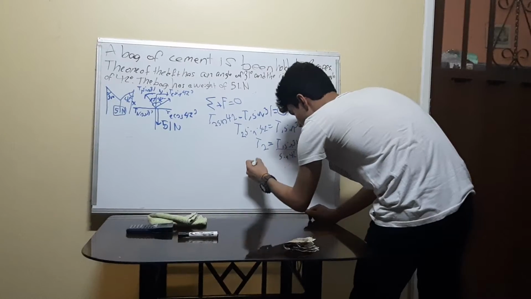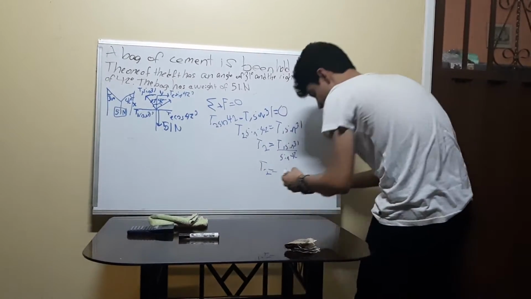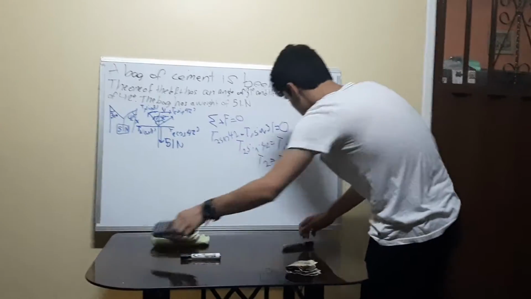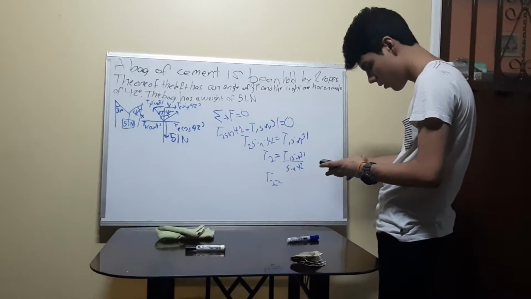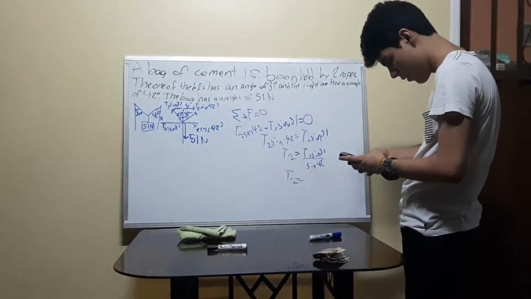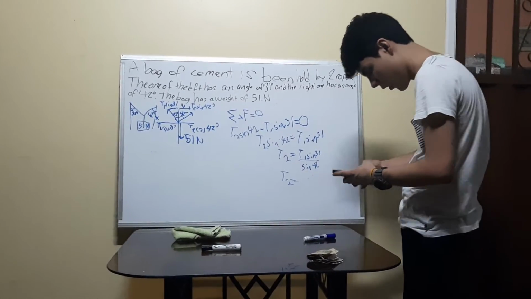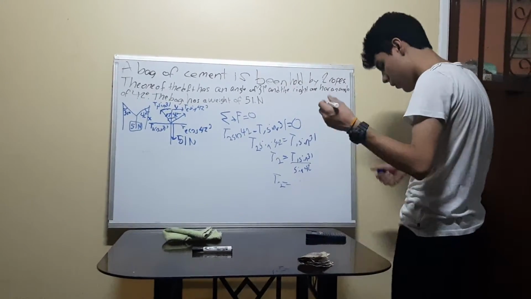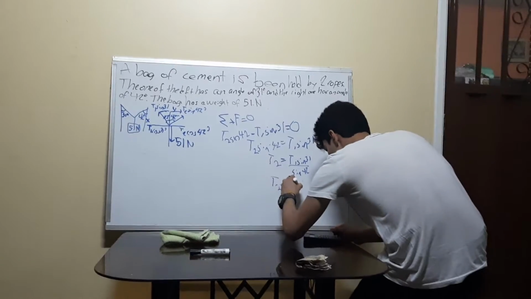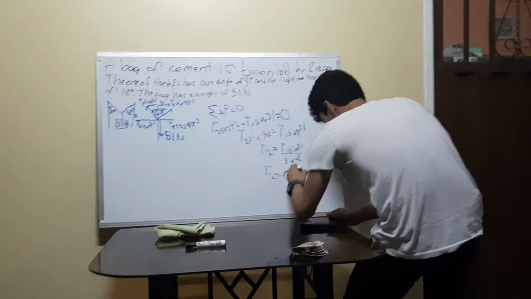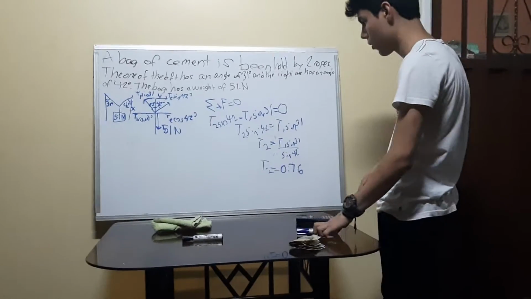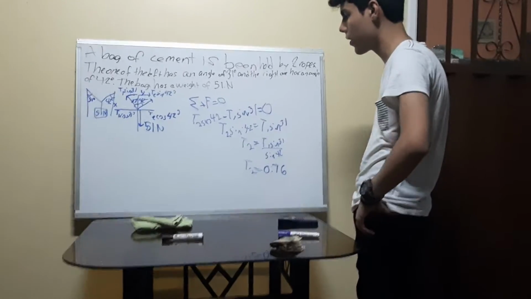Now we're going to do it in the calculator. In the calculator that will be sine of 31 over sine of 42. That will be 0.76. We copy just the first 2 decimals. Now we have all the forces in X.